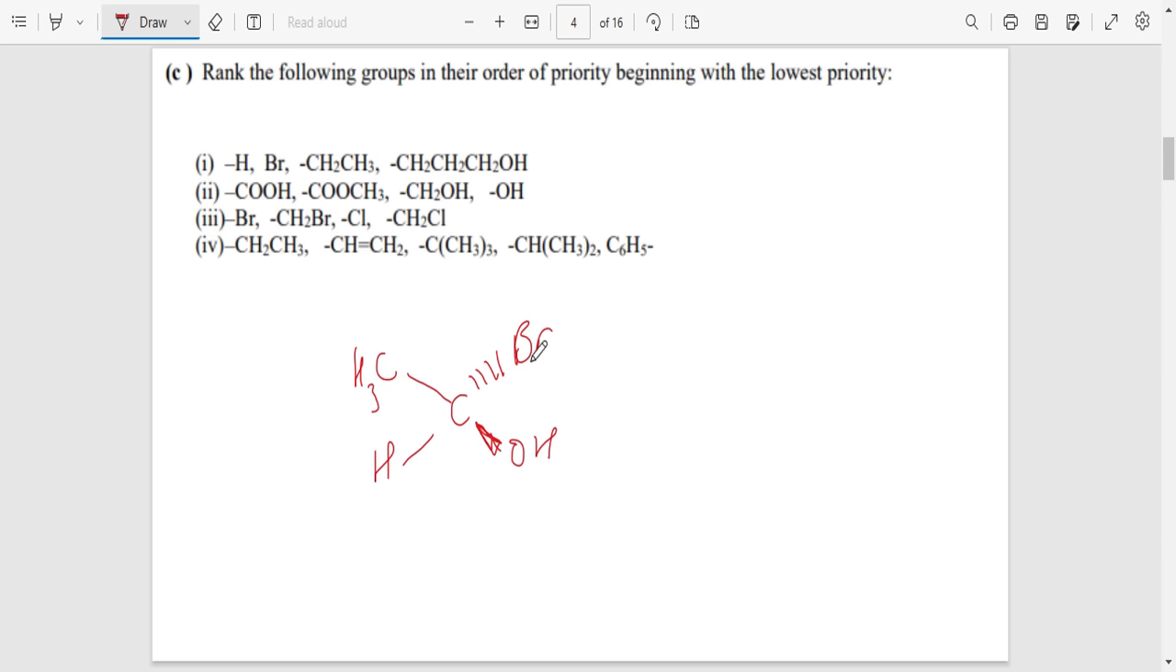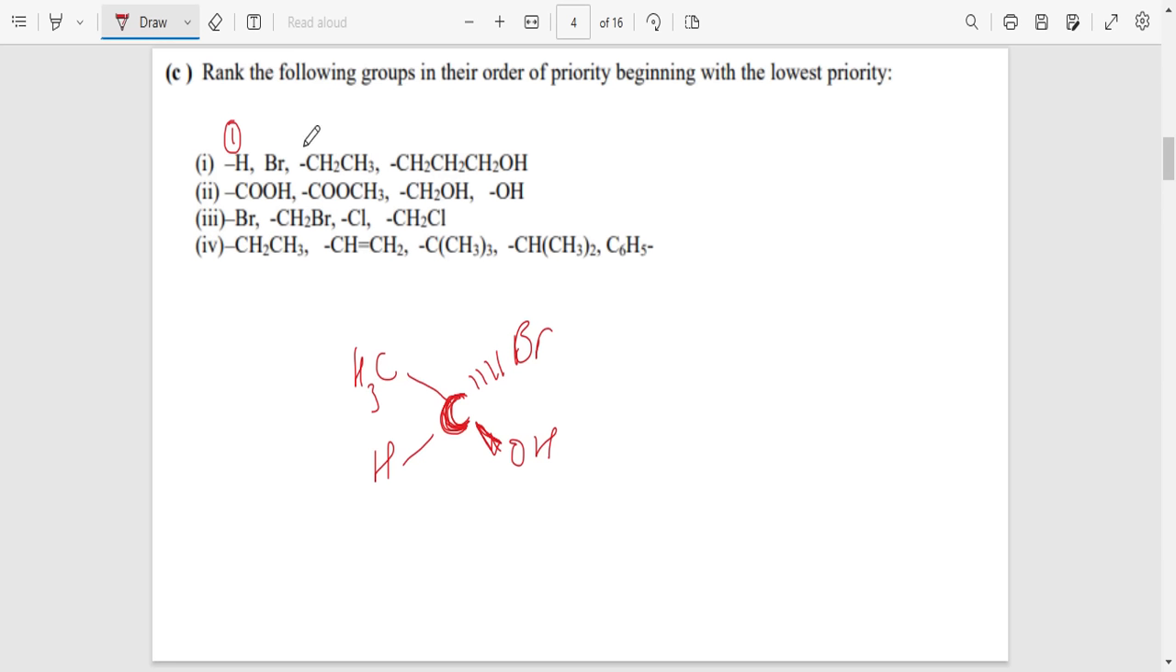So what you do is you consider the element that is directly linked to the central carbon, the chiral carbon. So in this case, you consider the molar mass of that element that is directly linked. So this one, definitely hydrogen has got the lowest molar mass. It will always be the first group. Okay, this is going to be the lowest group.